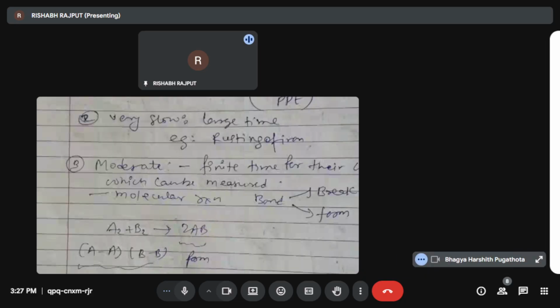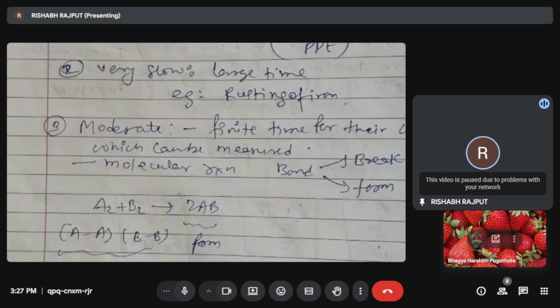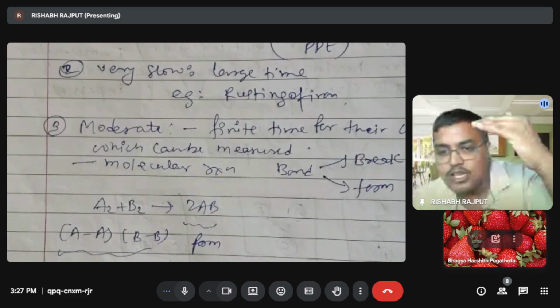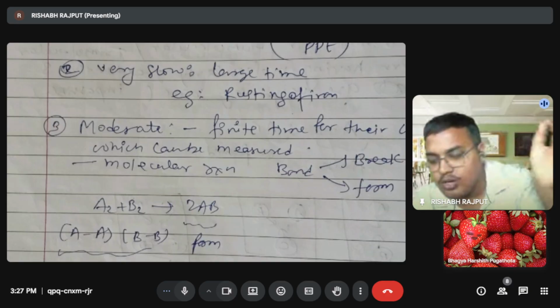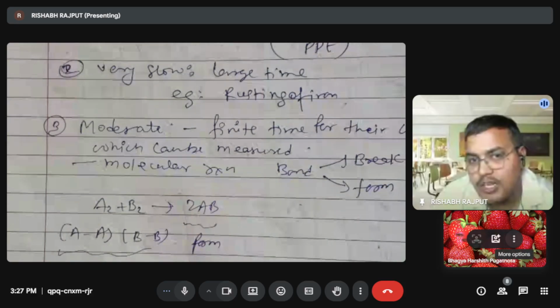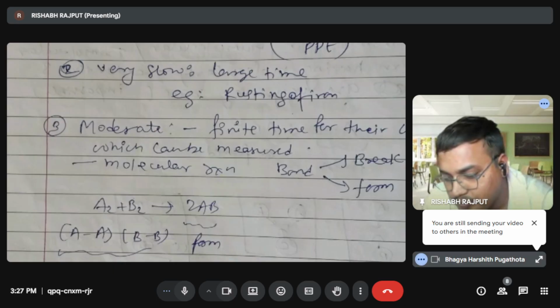But slow reactions are rate determining steps. No, no, here slow reaction does not mean it takes 5 hours or 6 hours. Here slow reaction means, compared to the other steps, it is taking so much time. That is why we call it a slow reaction. But here it does not mean rusting of iron, which takes so much time.